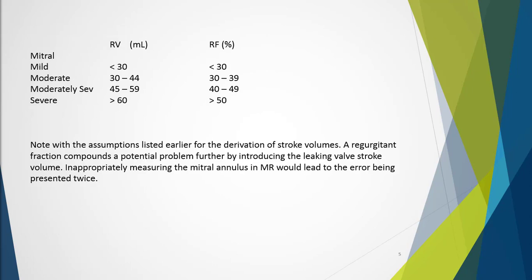So we can use these numbers to help identify what we want to see with mild, moderate, or severe mitral regurgitation. So here's our table for the regurgitant volume and regurgitant fractions. Note with the assumptions listed earlier for how we derive stroke volumes, a regurgitant fraction compounds the potential problem further by introducing the leaking valve stroke volume. Inappropriately measuring the mitral annulus in MR would lead to the error being presented twice.